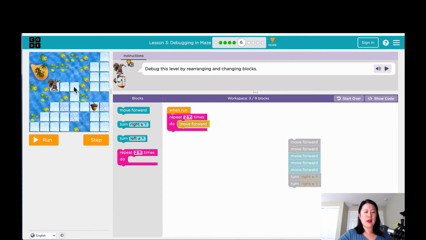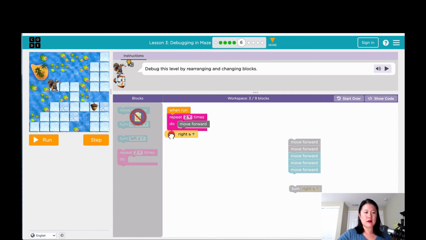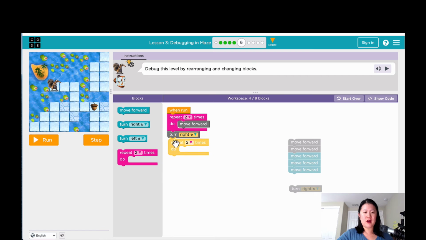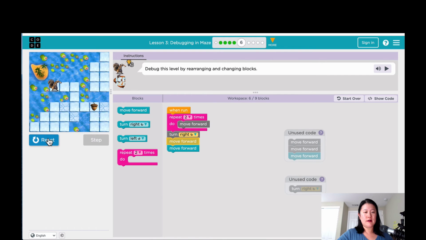And then once we get here, we have to turn which way? Okay, we could take this out, turn right. And then we have to move how many times forward? 1, 2. We could take a repeat block again, or you could just take these 2 here. You know what I mean? You could do that. So let's just do that. And let's run it and see.